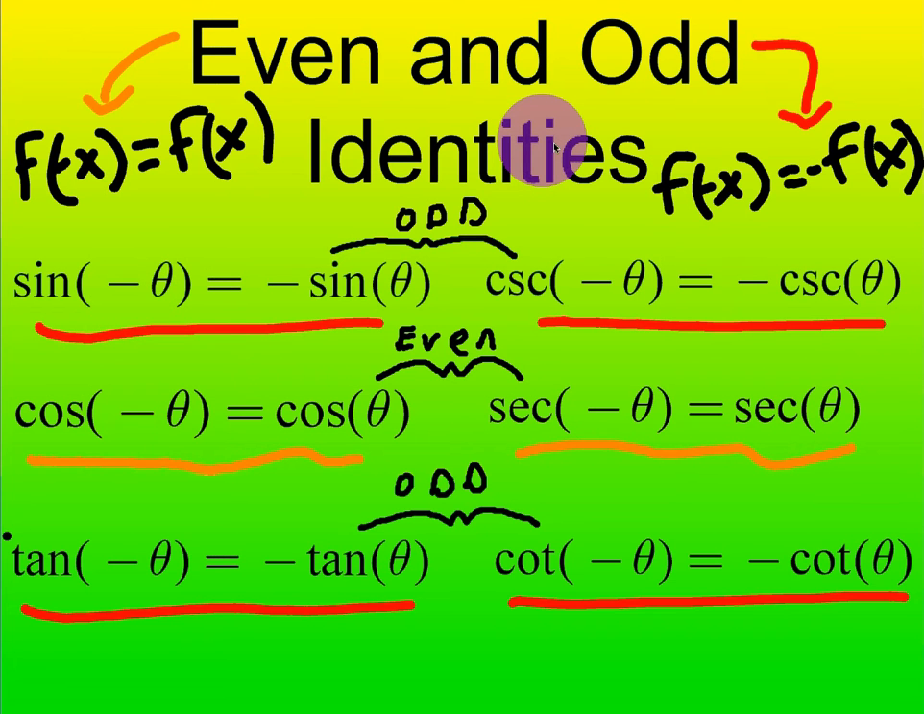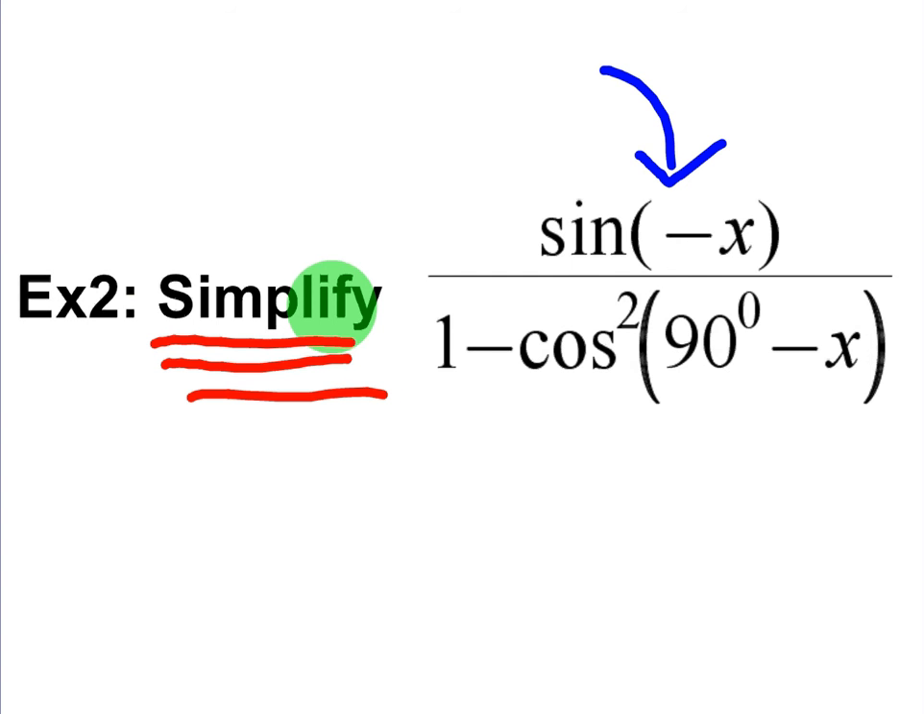These you need to know and you need to memorize, and that's why I showed you a video on why they're true, because that will help you memorize that as well. So we will basically use the even odd identity up here. Namely, sine is odd, right? Remember, everything's odd except for cosine and secant.